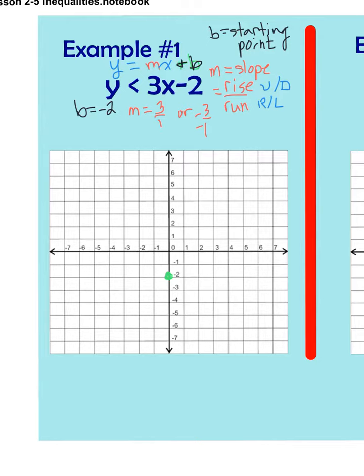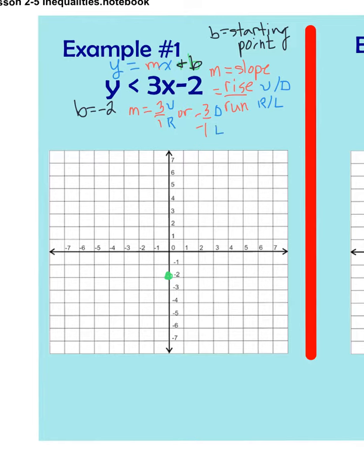So what are our directions? To rise in a positive direction means we're going up. Why? Because positive numbers are up, negative numbers would be down. So that means this rise that's negative would be going down. Then our run here is positive, so to run, we run in this direction. This is where the positive numbers are. So our run is going to be to the right 1. And this -1 run over here is going to be to the left 1.